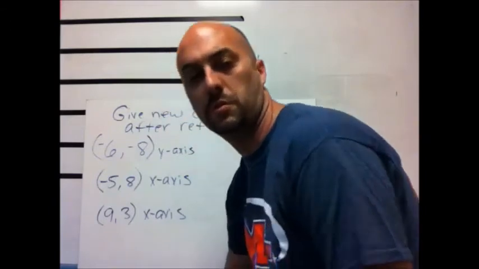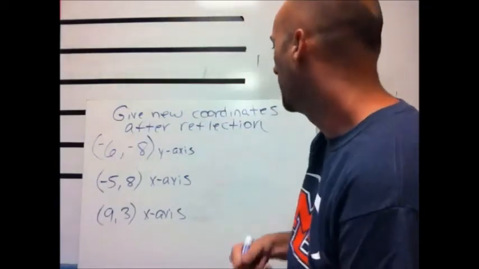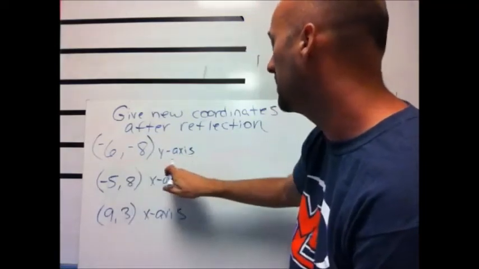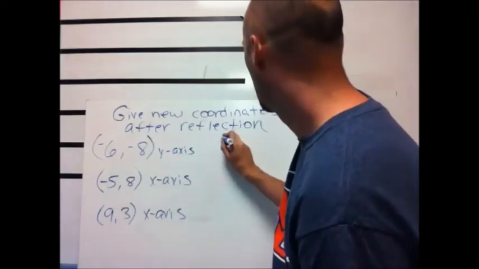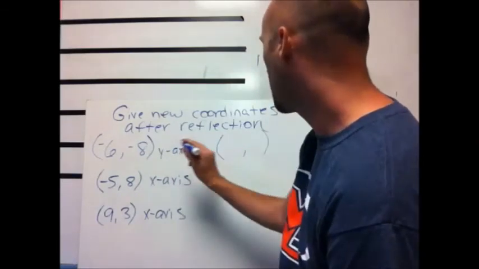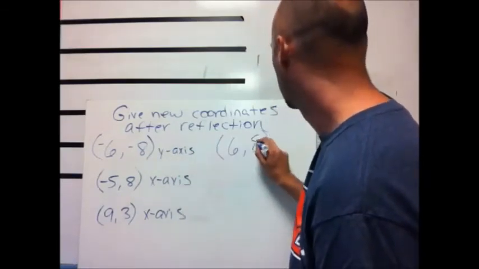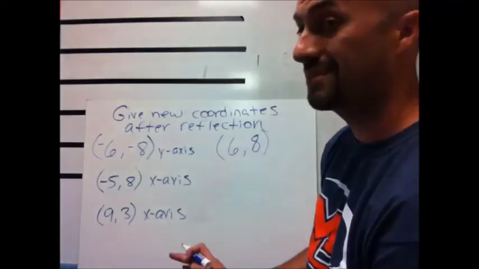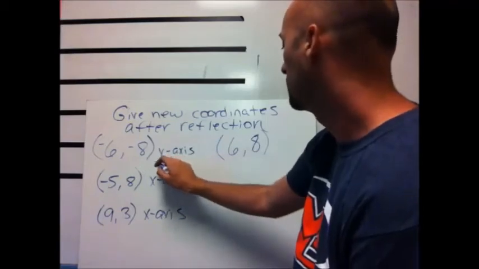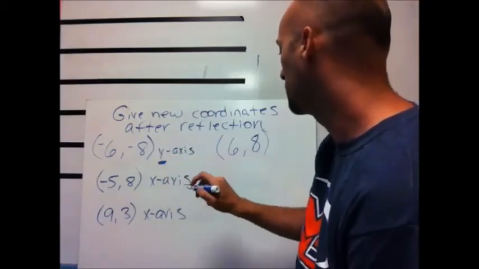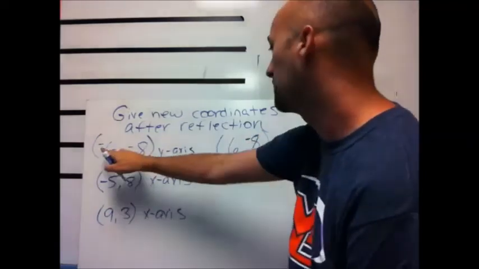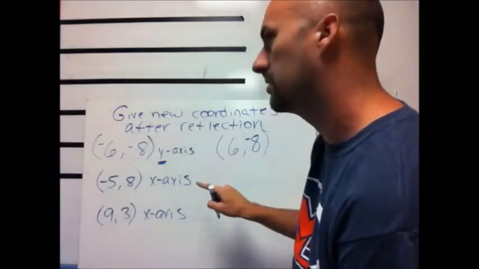Let's try one more situation similar to that. Give the new coordinates after the reflection. So here we go. We have -6, -8, and we're going to reflect across the y-axis. Well, I know the absolute values are going to be the same. So I know it's going to have those two numbers. That's not going to change. Y-axis. My x is what's going to change. So y will stay the same. X will change to the opposite. So it's going to go from -6 to +6.